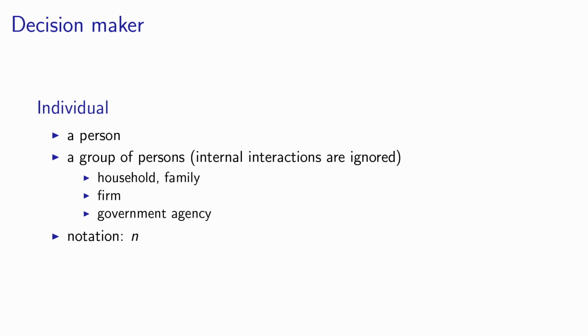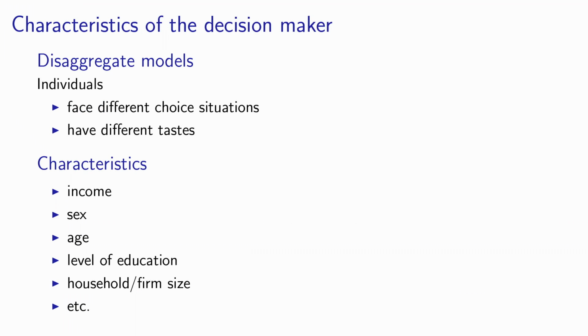Throughout the course, we will denote this individual, this decision maker, by the letter n. So n will be used as an index characterizing the individual. We are developing disaggregate models. Therefore, we want to be able to model the fact that different individuals are facing different choice situations, but also that they have different tastes and different behavior. In order to do that, we need to collect some information about them. We will call the variables characterizing the decision maker socioeconomic characteristics.